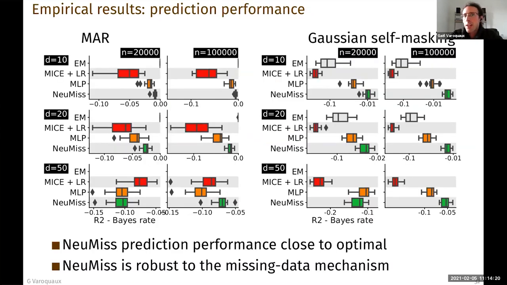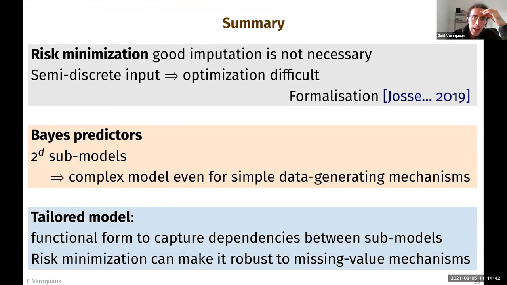In practice, it predicts well in MAR settings or in missing not at random settings. And it predicts better than expectation maximization or imputation when their assumptions are violated, in non-MAR settings or in high dimension, because in high dimension those procedures struggle. I'll stop here and take a few questions.